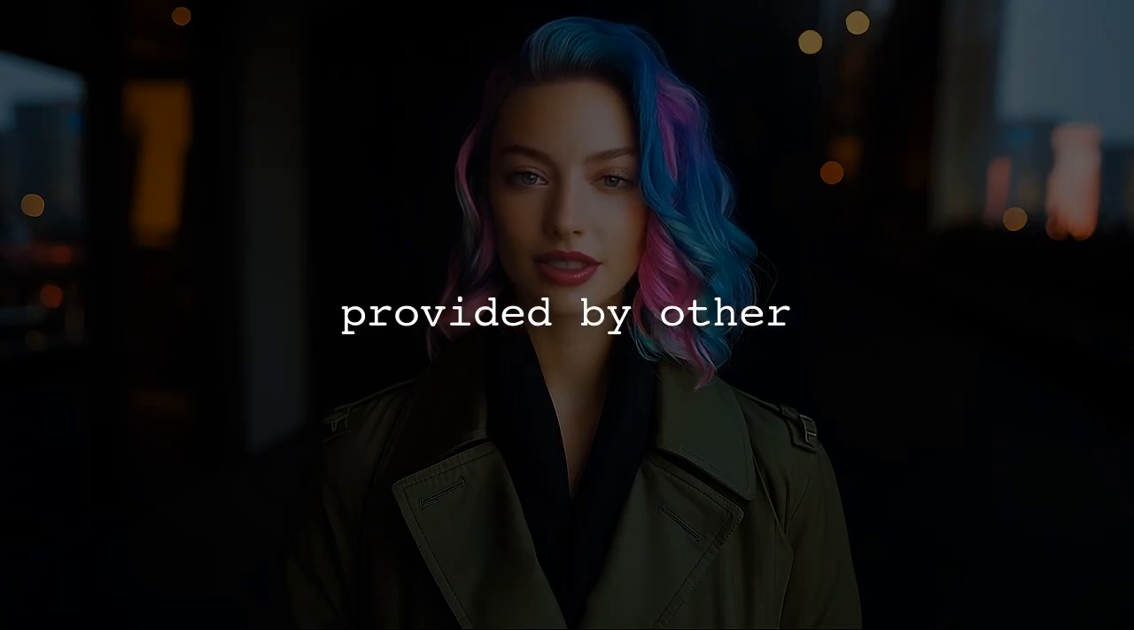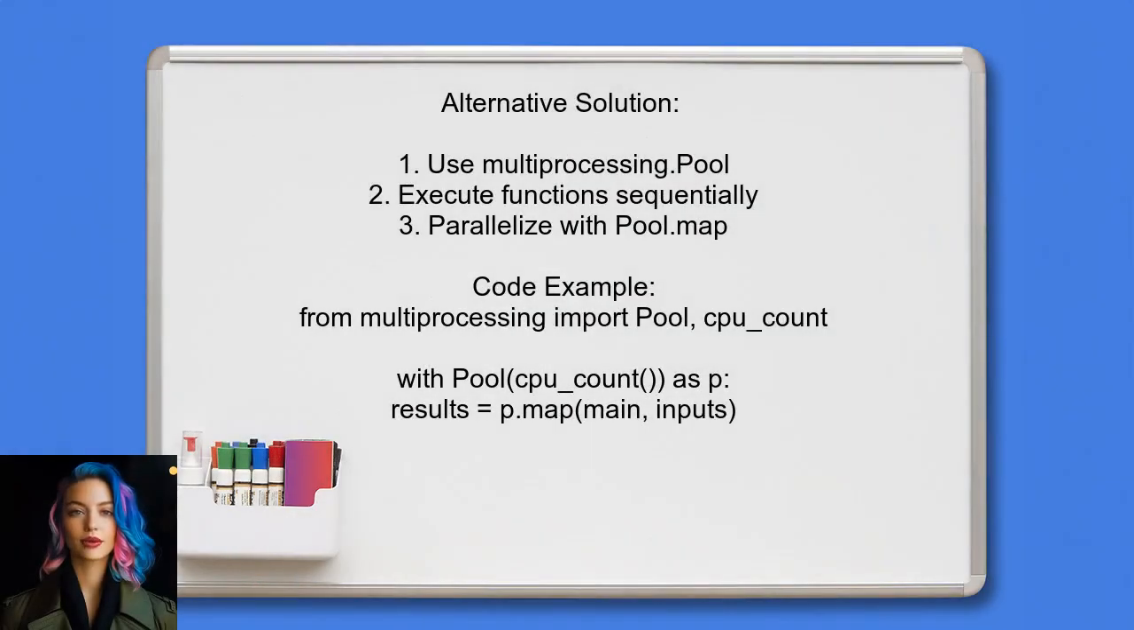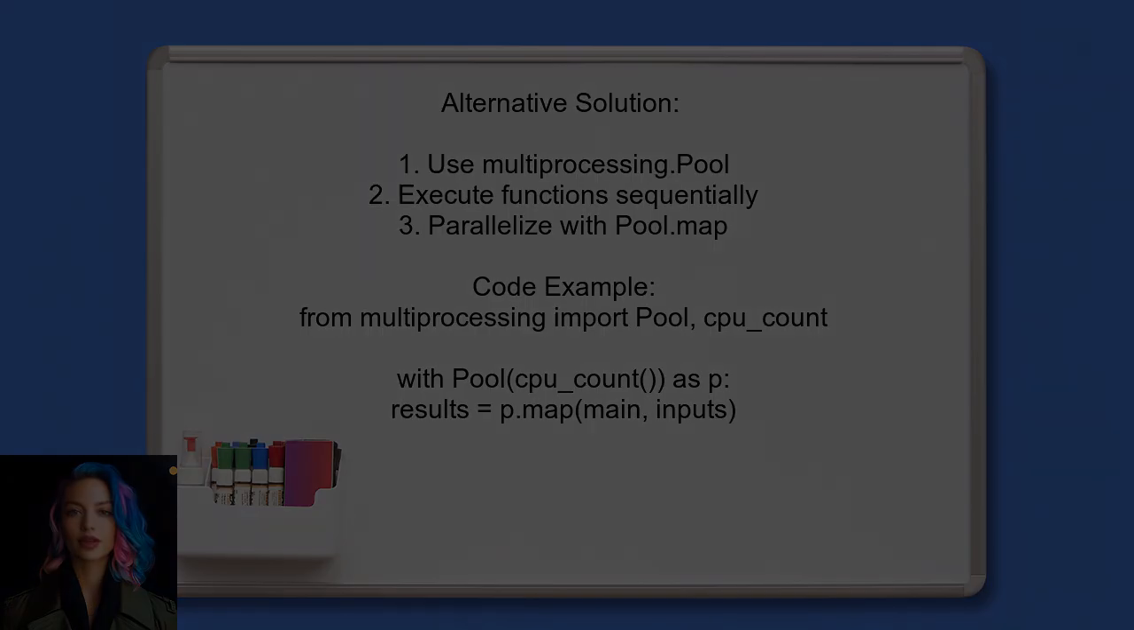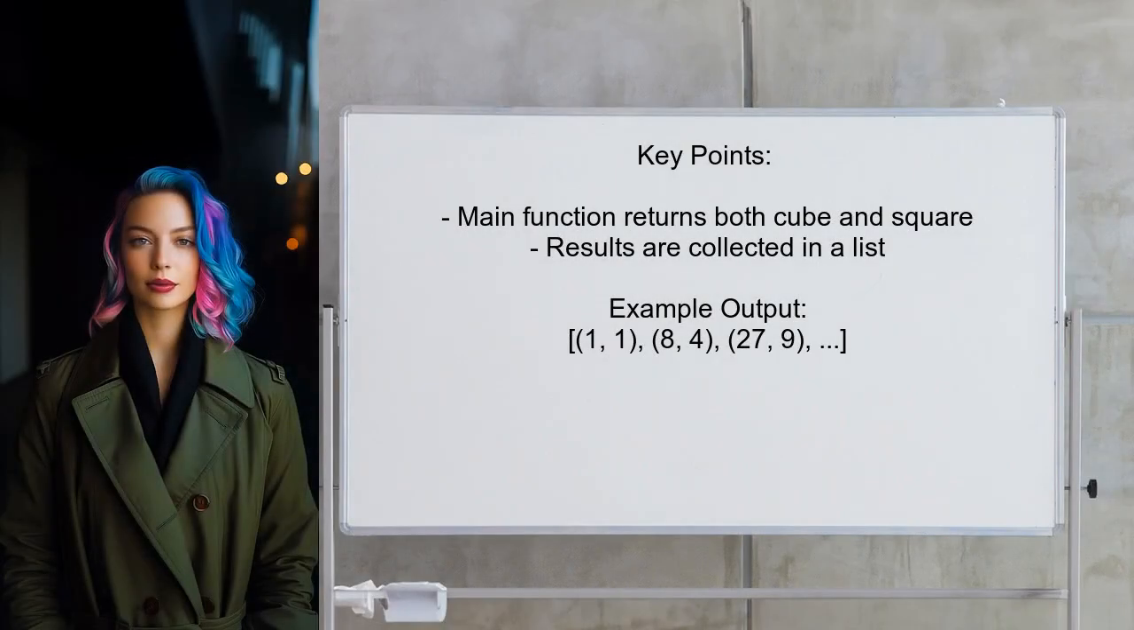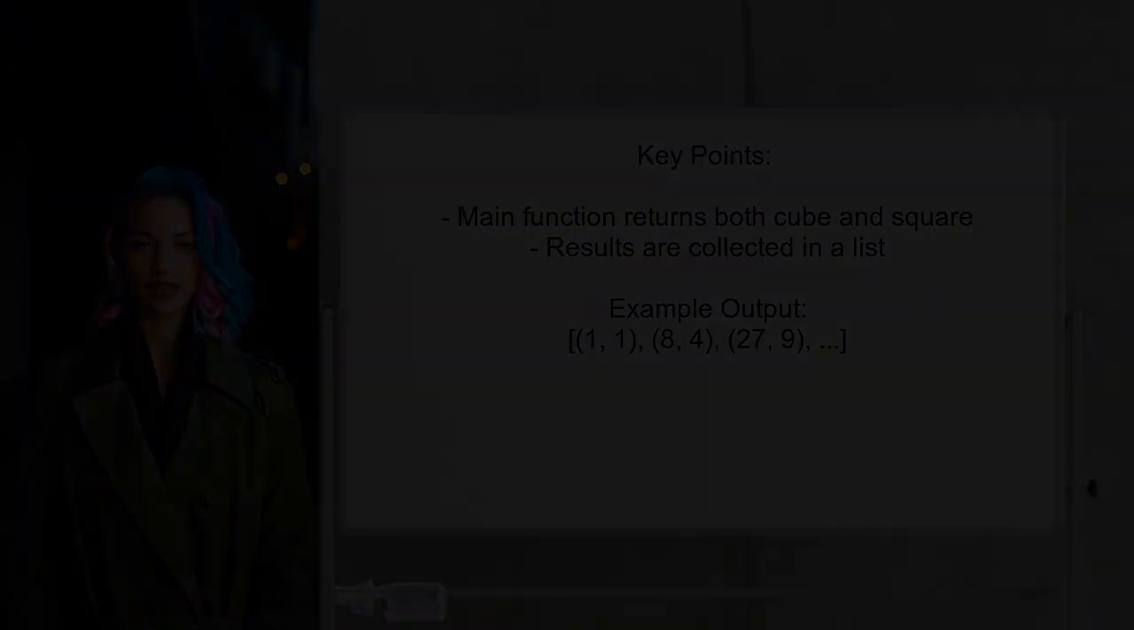Now let's look at the answers provided by other users. An alternative approach suggested by another user is to use multiprocessing.pool. This method allows you to execute the cube and square functions sequentially and then parallelize the processing for each input using pool.map. This simplifies the main function and eliminates the need for a queue. In this approach, the main function returns both the cube and square of each number, and the results are collected in a list. This method is efficient and straightforward.